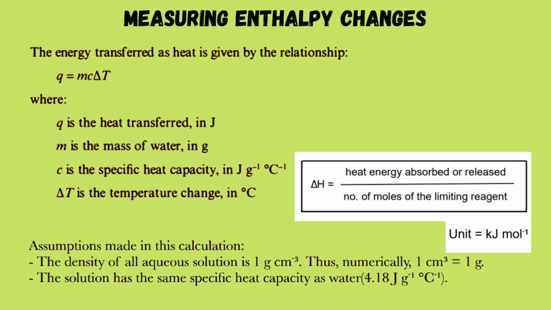Assumptions made in these calculations are that the density of all aqueous solutions is 1 gram per cm cubed. Thus, numerically, 1 cm cubed equals 1 gram. The solution has the same specific heat capacity as water, 4.18 joules per gram per degree Celsius. And delta H equals the heat energy absorbed or released per number of moles of the limiting reagent, and its unit is kilojoules per mole.